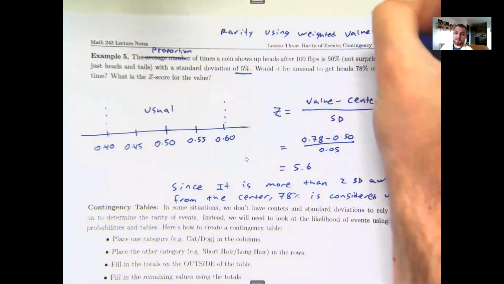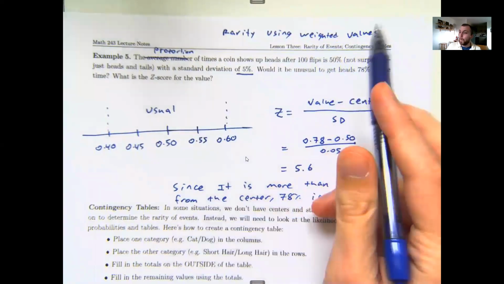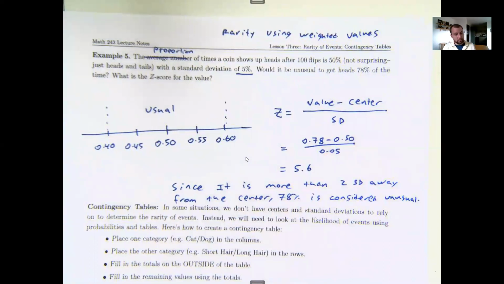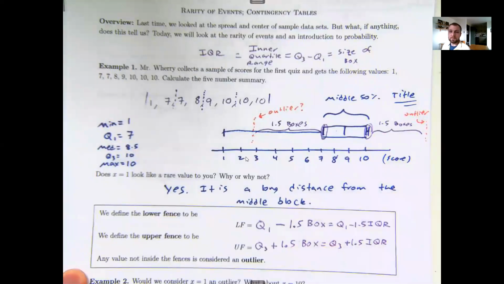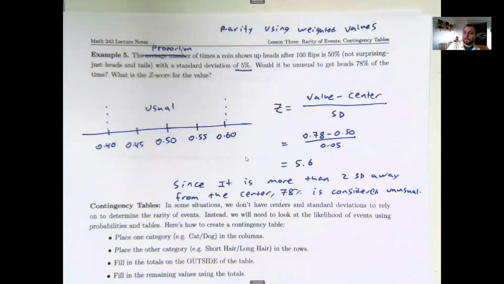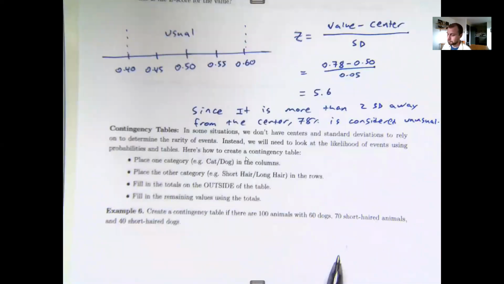But looking at this was number-based data. So reminder, that's called quantitative data. Looking at our outlier definition, this is also quantitative data. So a question might arise, how do I define rare if it's qualitative or categorical? So let's look at a way to look at the likelihood of events if I have word-based data.